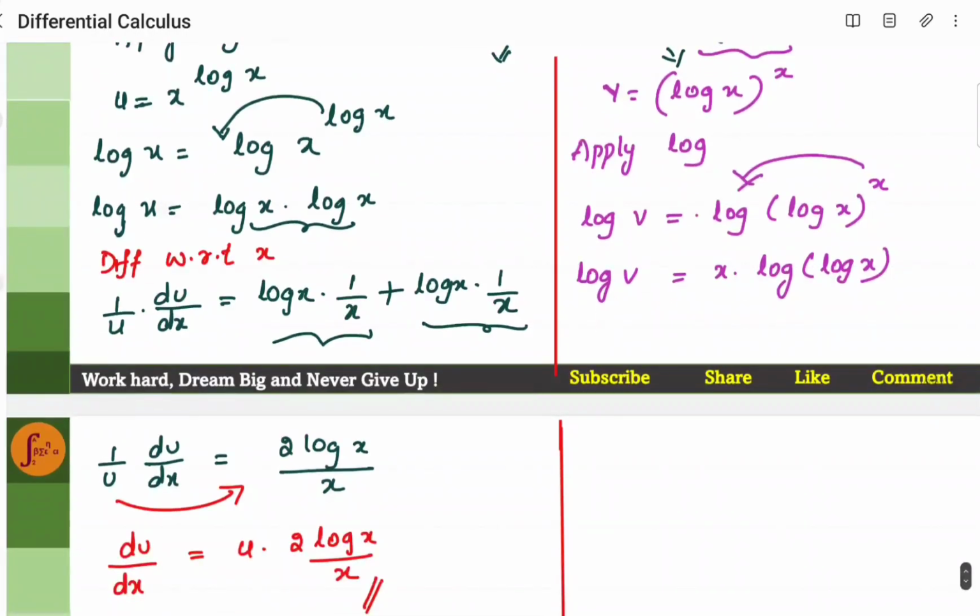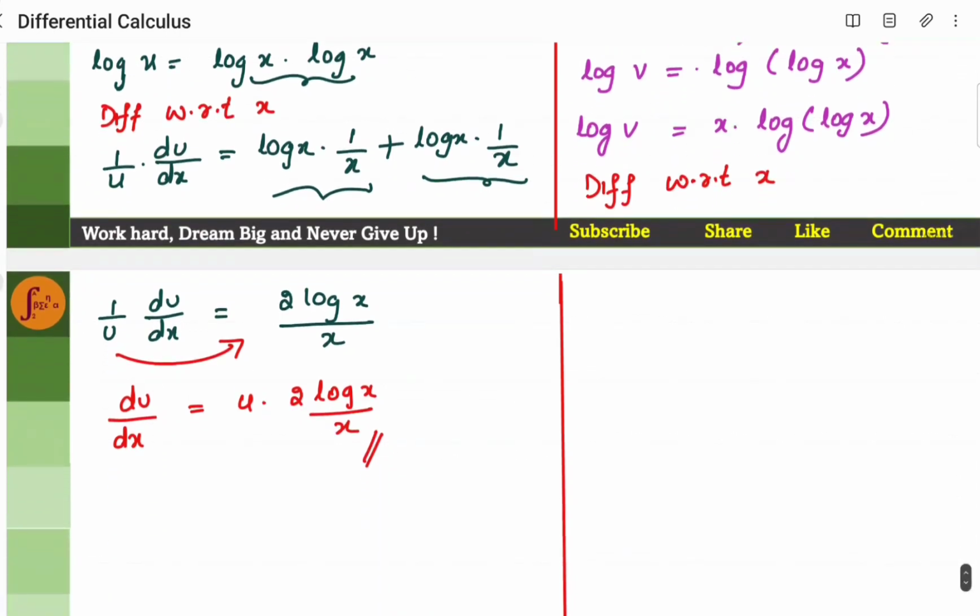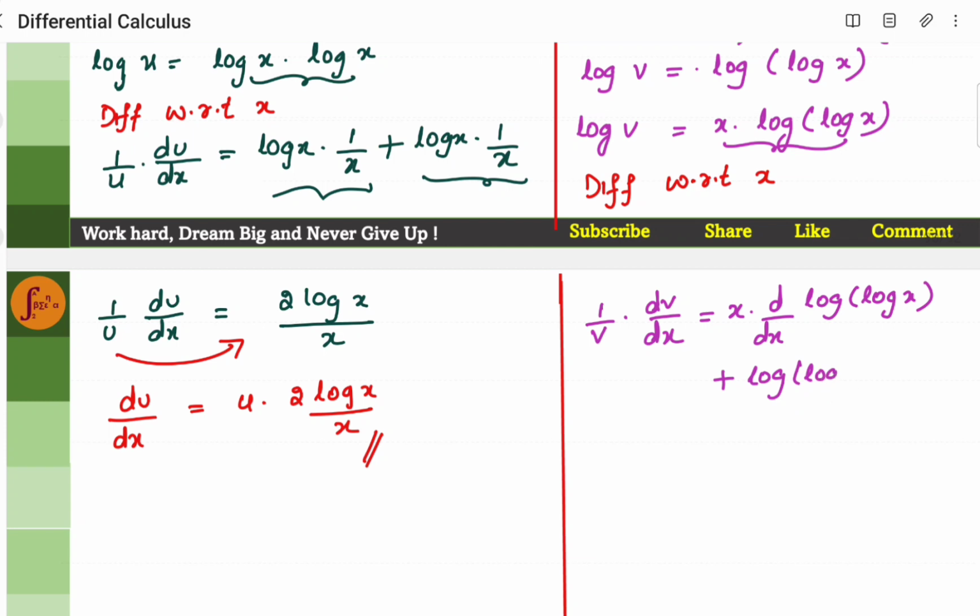Now I'll differentiate with respect to x. So what do I get? I'll get 1 by v, the derivative of log v is 1 by v, into dv by dx. Because I'm differentiating with respect to x, this is not x here, we have v. So it's dv by dx is equal to, now here we'll apply the product rule. So it will be first term x into the derivative of the second term, which is log of log x, plus the second term, which is log of log x, into the derivative of the first term, which is x.